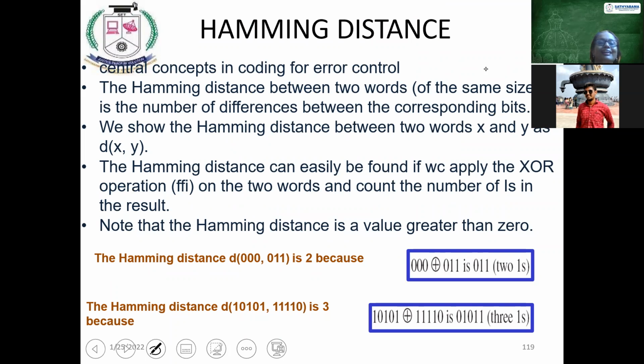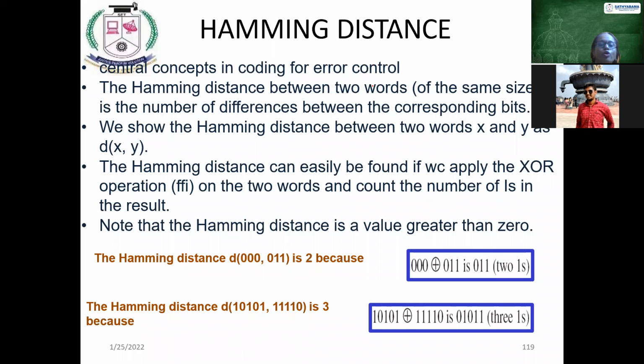We don't know about Hamming code. Now we are going to find out the Hamming distance. We are going to use the linear coding concept, and we are going to use the Hamming distance. Now, how will they perform it?